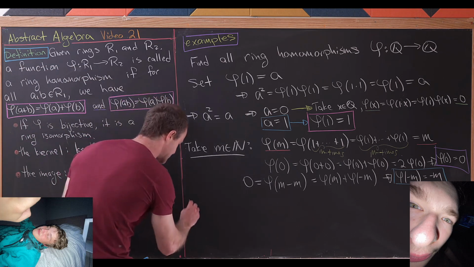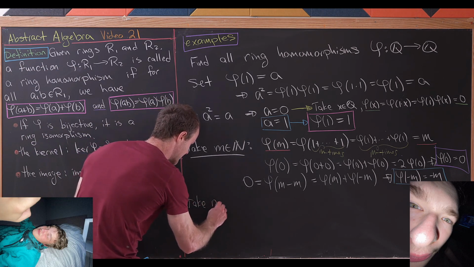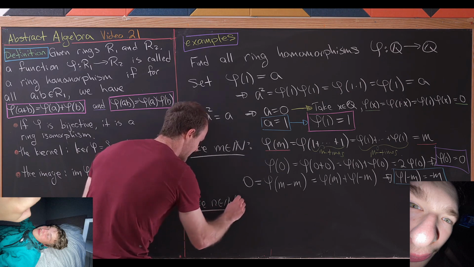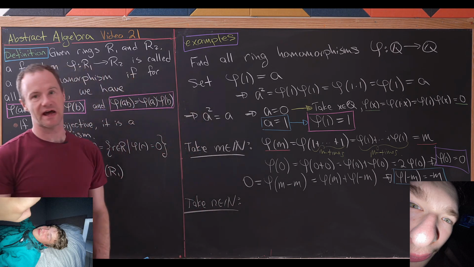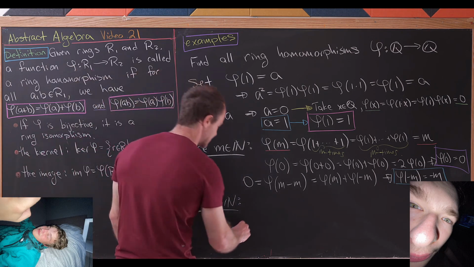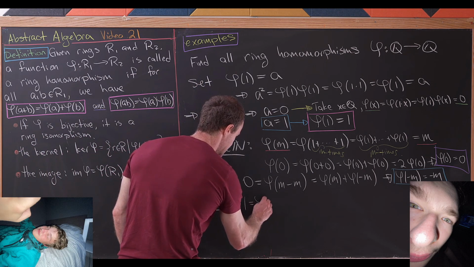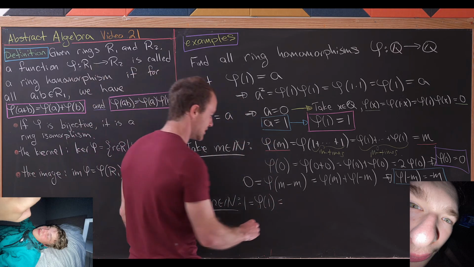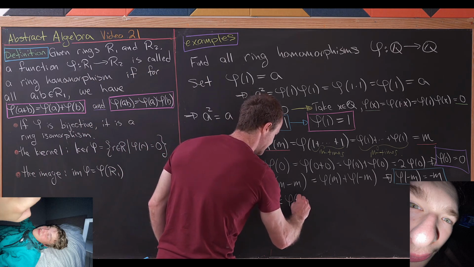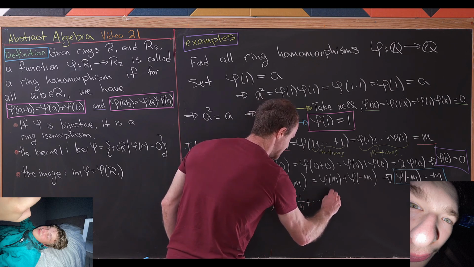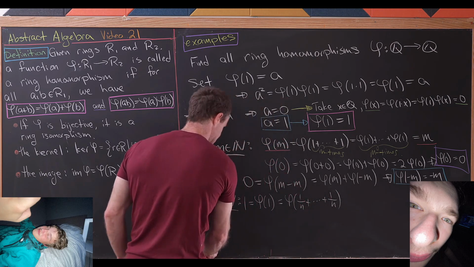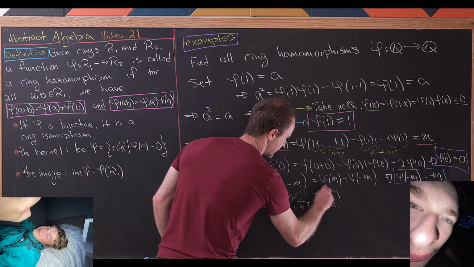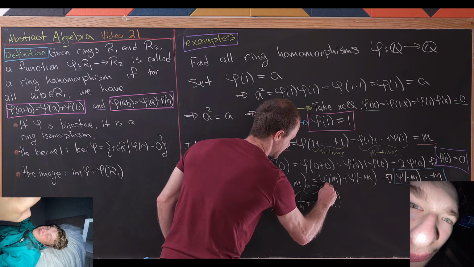Now, next, let's take a natural number n and see what happens to the reciprocal of a natural number. And we'll do this as follows. Let's notice that 1 is the same thing as phi of 1 from our previous calculation, but phi of 1 can be written as phi of 1 over n added to itself n times. So let's point that out. This is n times.